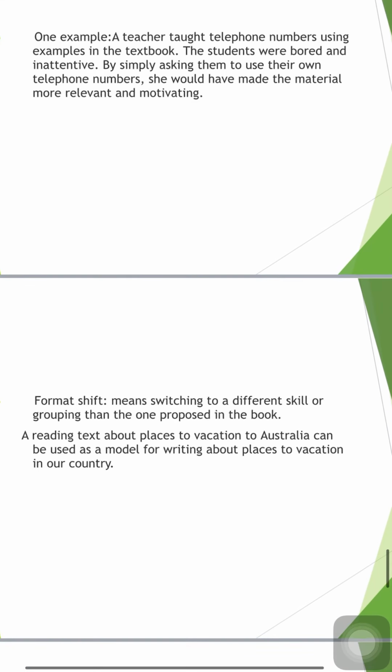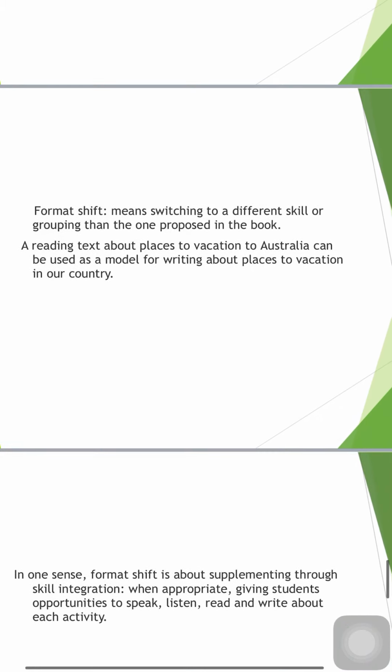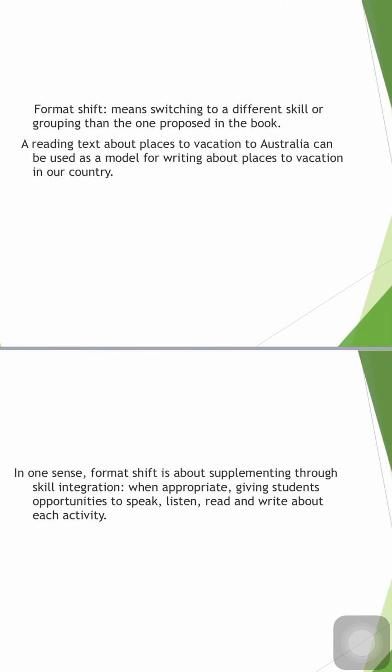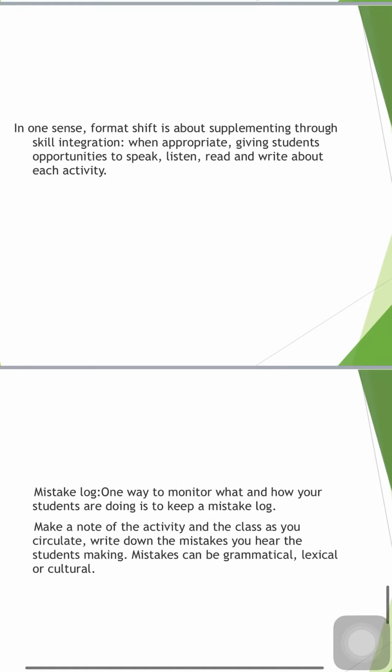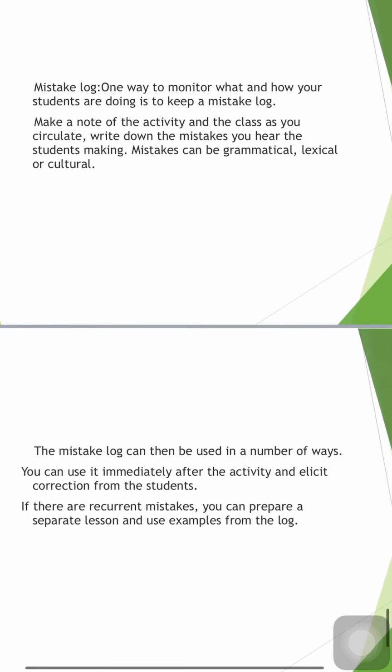Formatting means switching to a different skill grouping than the ones proposed in the book. A reading text about a trip to Australia can be used as a model for writing about places to vacation in our country. Skill integration is about supplementing when appropriate, giving students opportunities to speak, listen, read, and write about each activity.